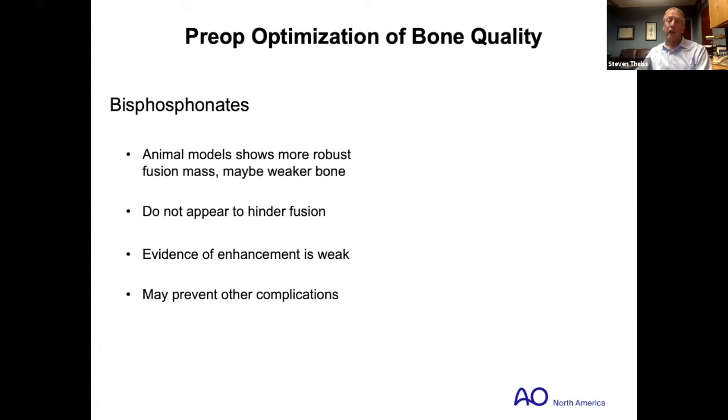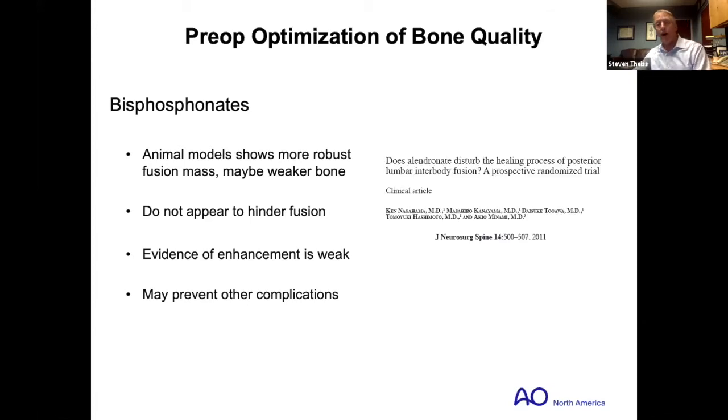So the animal models seem to show some benefit, but the clinical evidence is really pretty weak. It doesn't look like bisphosphonates hinder fusion, so it's not like they create pseudarthroses, but if you think that keeping someone on a bisphosphonate is necessarily going to improve the result, the evidence isn't really super regarding that.